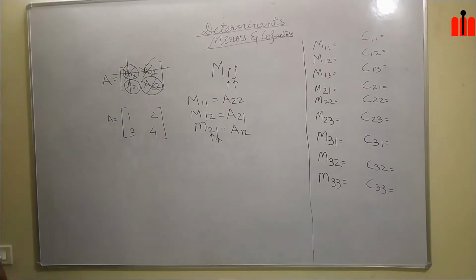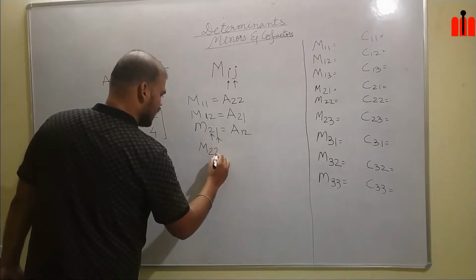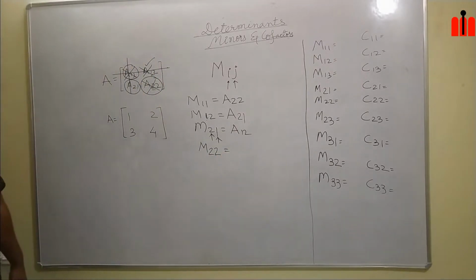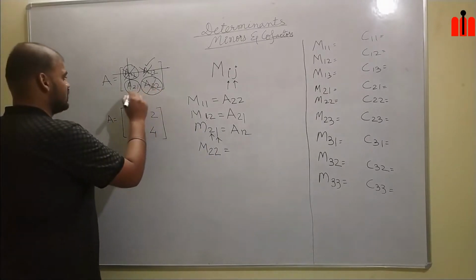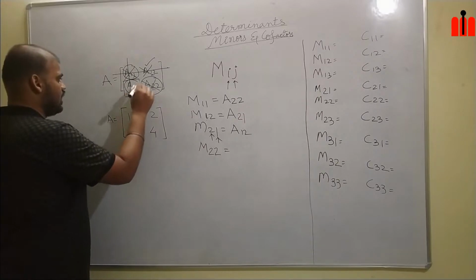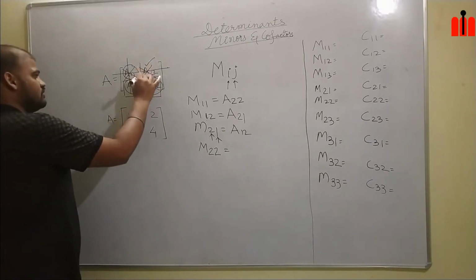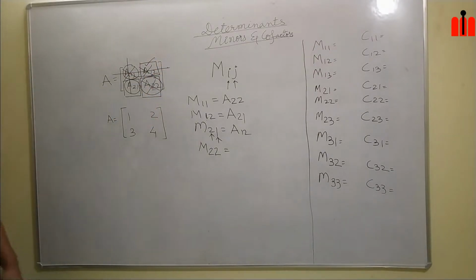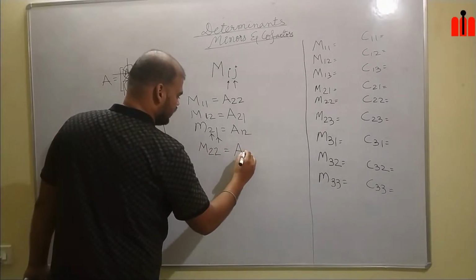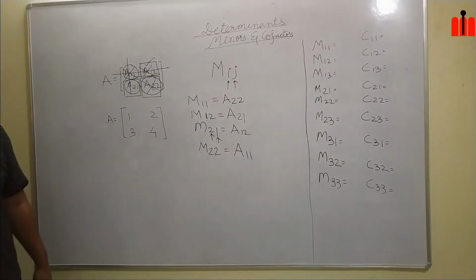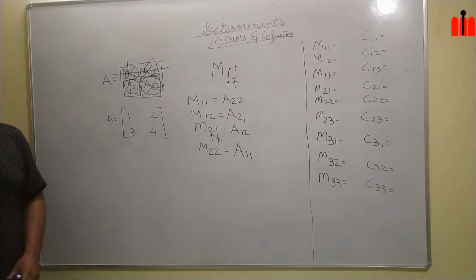Okay, there will be 4 minors, so the fourth minor will be M22. So M22, second row, second column. This is my second row, so I will strike second row elements, and second column I will strike this element. I am left with now A11. So my M22 will be A11. Okay, so this is how we have to find the minors.